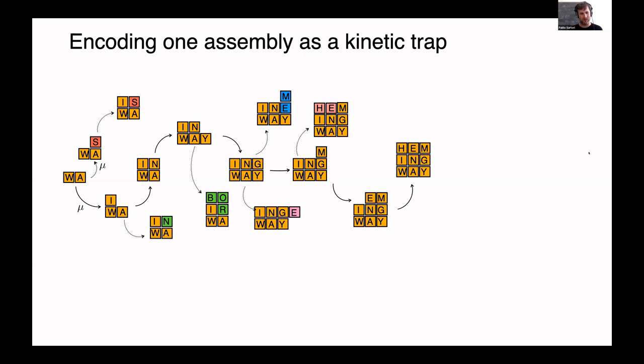So you can assemble Hemingway, not giving it higher energy, deeper depth to the free energy minima, but simply making the pathway faster. Now, how do we do that in terms of kinetic rates?